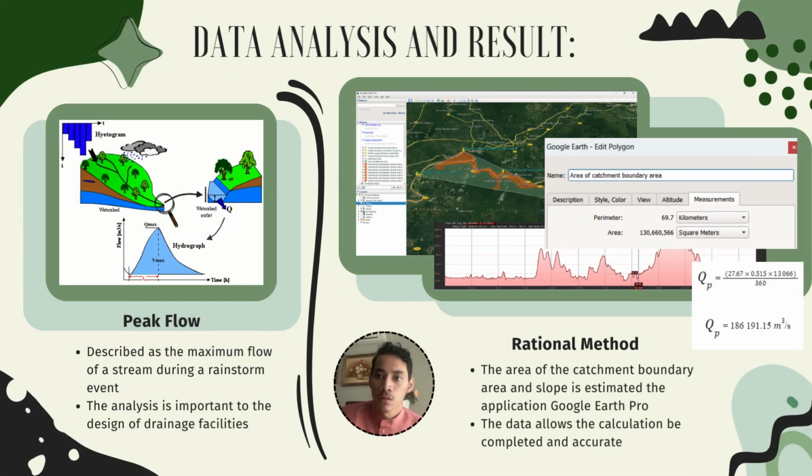Now I will present about the data analysis and result. Based on the data that we obtain, we will find the peak flow by using the rational method. Peak flow is described as the maximum flow of a stream during a rainstorm event, and it is important to analyze the peak flow for drainage facilities. We can see in the hydrograph, the highest peak is called the peak flow.